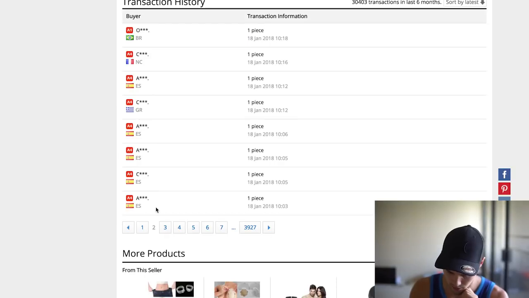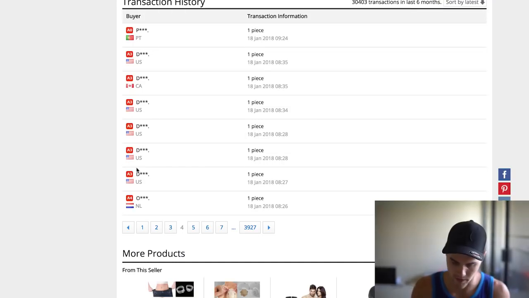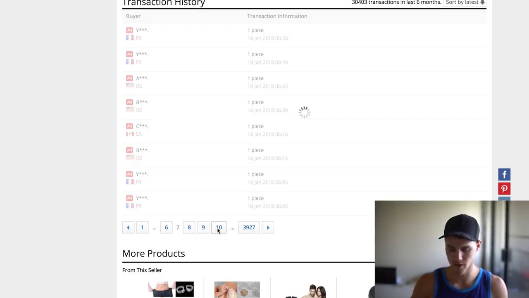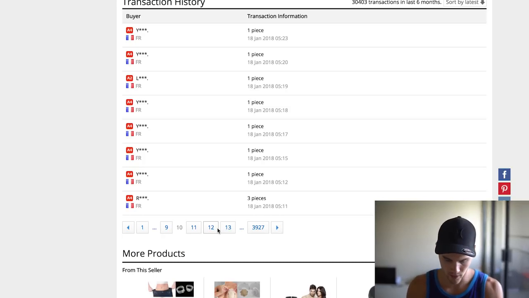Okay, you see still 18th of January, 18th of January, 18th of January, and then here you see this person from the US has bought 5 different units today, at least, actually more. Here you got more of them. Still on the 18th, still on the 18th. So as you can see, this product, we're on page 10, and there's how many?